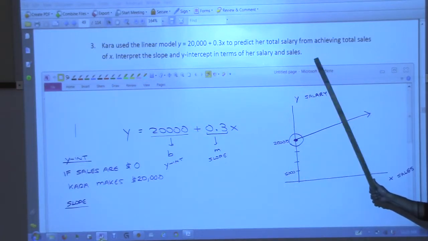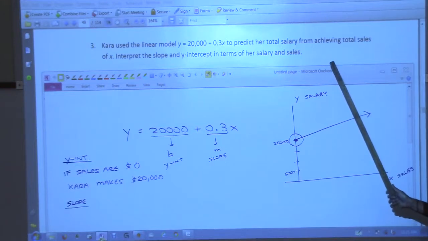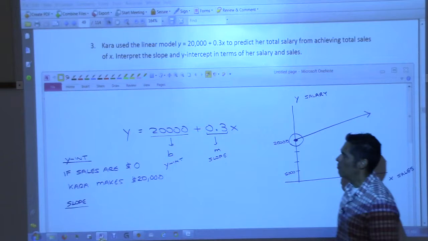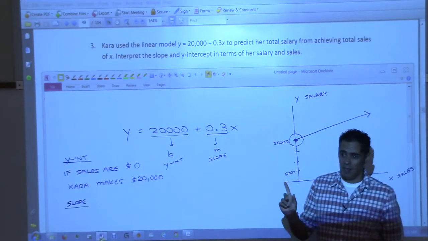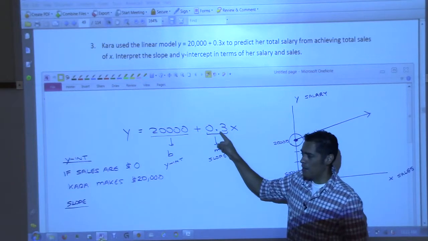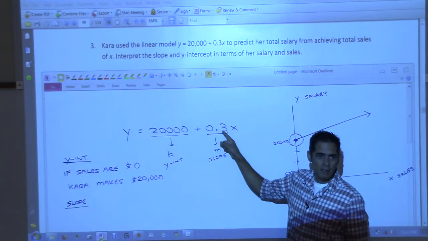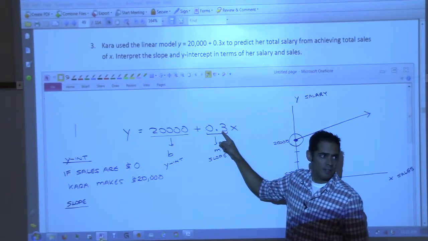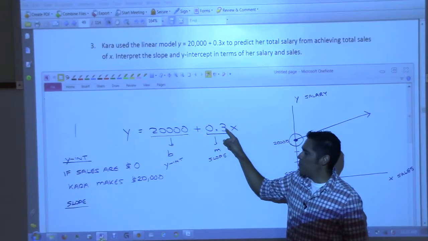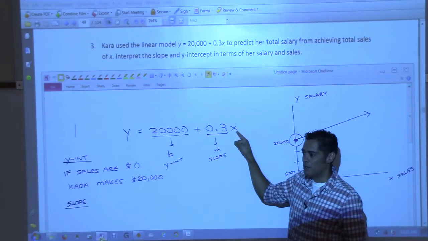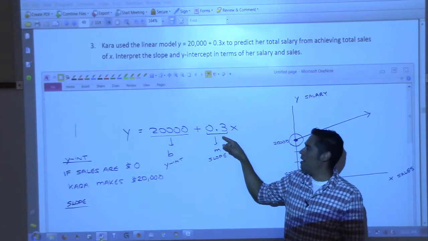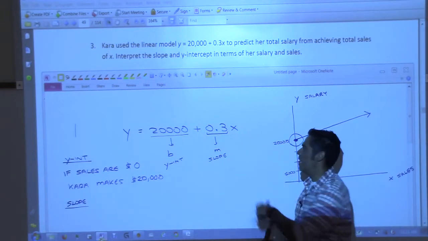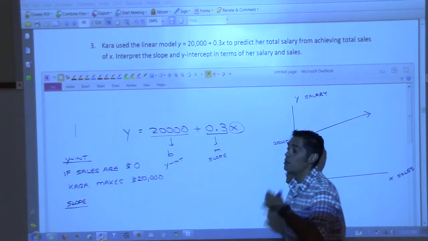Now, this doesn't really tell us what she's selling, right? We could be counting the number of cars she's selling, which I don't think is the case, because what does 0.3 represent in terms of money? It's 30 cents, right? Do you think she makes 30 cents for every car she sells? Probably not. The X is probably the value of what she's selling.